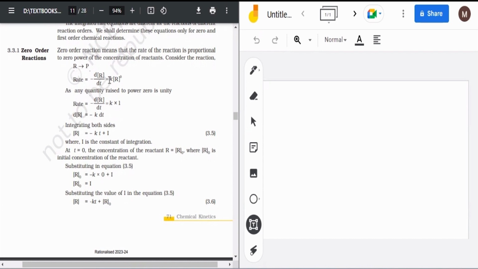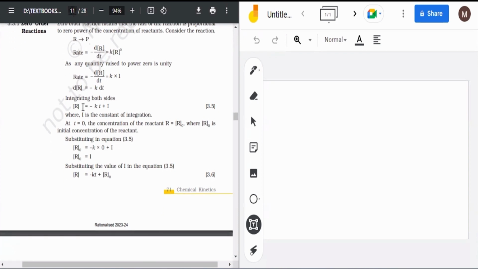Minus dR by dt is equal to k R power 0. Why power 0? Because it is a zero order reaction. So it would be k R to the power 0. And since it is R to the power 0, we can write it to be equal to 1. So minus dR by dt is equal to k. dR is equal to k dt with a negative sign. So R is equal to kt plus I on integrating it.